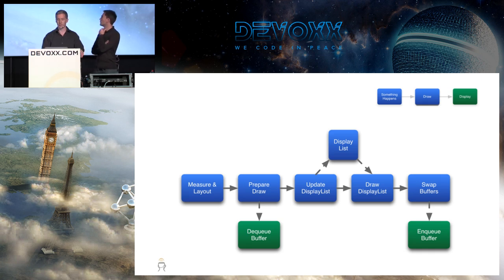Oh, and your application code is in two places on this diagram. Your application will run in measure and layout, and it will also run in update display list. Update display list is when we call the draw methods on your view classes. And then finally, in the draw process, we swap the buffers. We tell Surface Flinger, okay, I'm done with all of my drawing information. Could you please put this on the screen? And you have to say please.